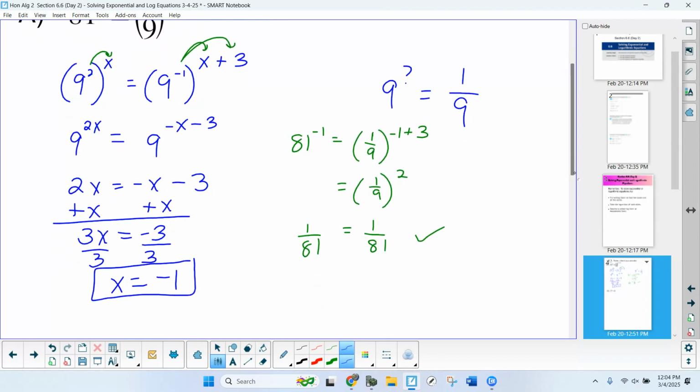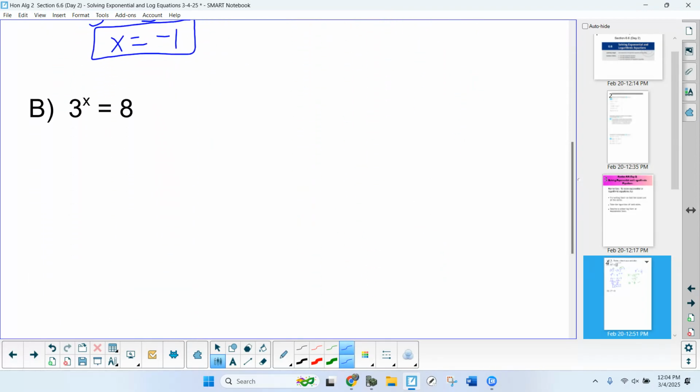Alrighty. Let's take a look then at B. What do you want to do to solve B? Jared. Divide by 3. Oh, divide by 3? Careful, if you divide by 3, then you just got an exponent hanging up there equal half. Can't do that. Okay, so we're not going to divide by 3. So what are we going to do?